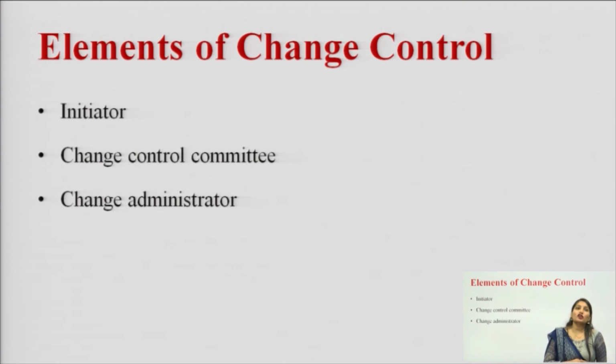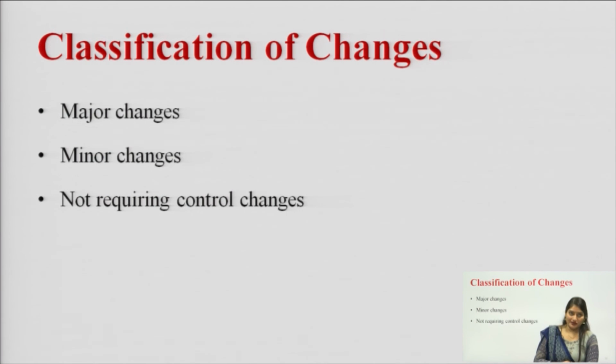Next is elements of change control. There are 3 elements of the change control. First is initiator, second change control committee, and third one is change administrator. First is initiator. Initiator is who can initiate the change process by filling up the application form. Okay. Change control committee consists of team members, and change administrator is who will approve the changes.